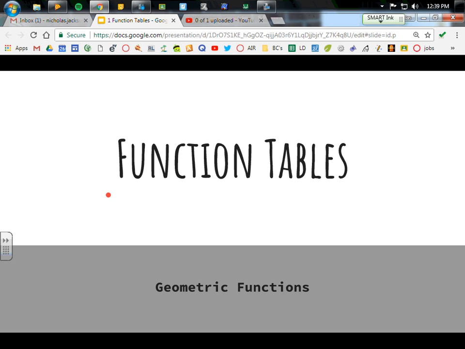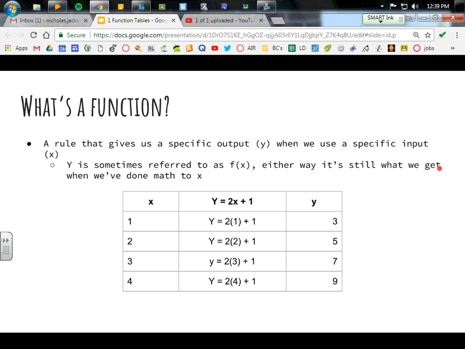Hello everybody. So we're going to be starting a new unit on functions. I really wanted to introduce the whole idea of functions using function tables, and that's what this video is going to be about. Well, first of all, what is a function?